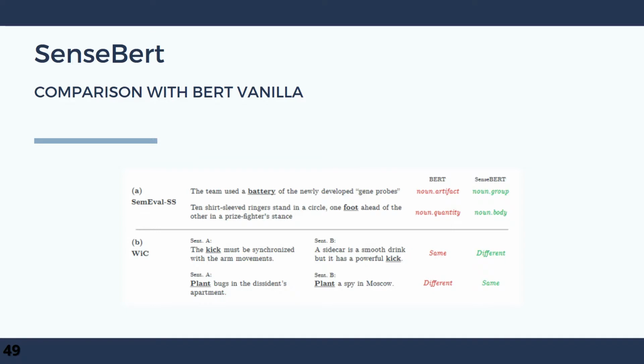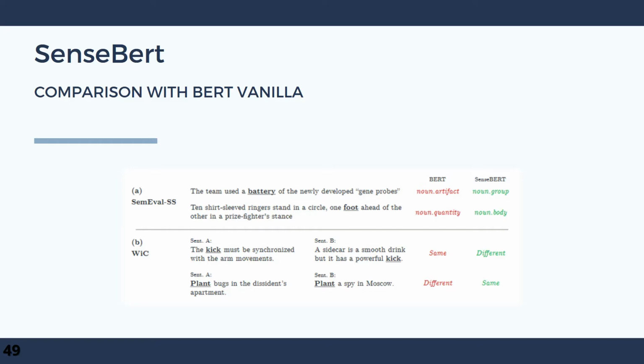If SenseBERT is not better than BERT, then instead of using SenseBERT, we could just fine-tune BERT to predict the supersense with the word contextual embedding and concatenate the outputs. For example, for the sentence, the team used a battery of the newly developed gene probes. BERT predicted that battery was an artifact, while, as predicted by SenseBERT, it was a group.